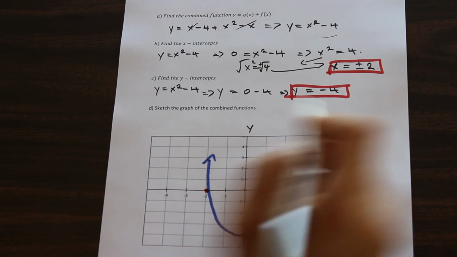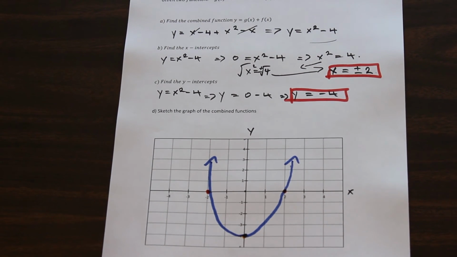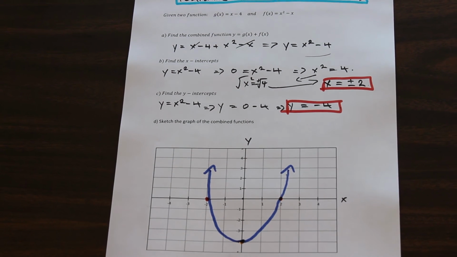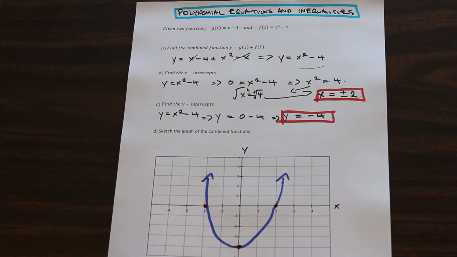So there we go. We sketched the graph, we found the intercepts, we combined the functions, and hopefully that question kind of gave you a little bit more basis in terms of how to apply x and y intercepts, and how to sketch a basic quadratic function.